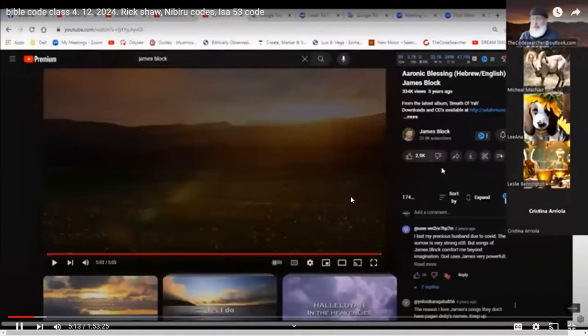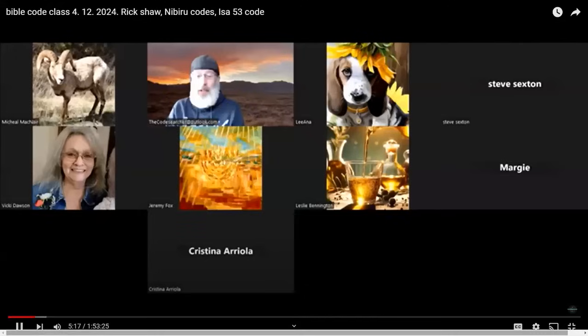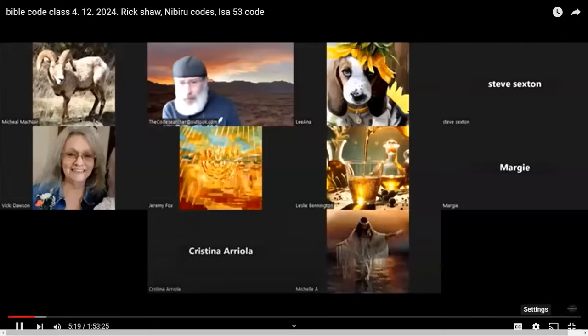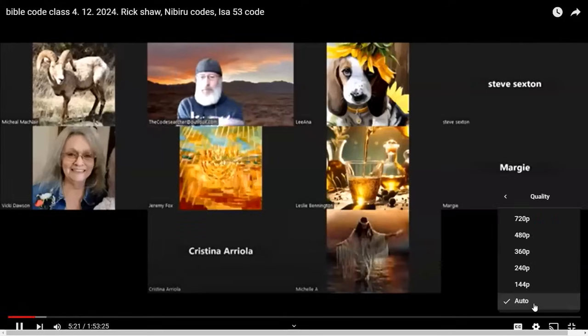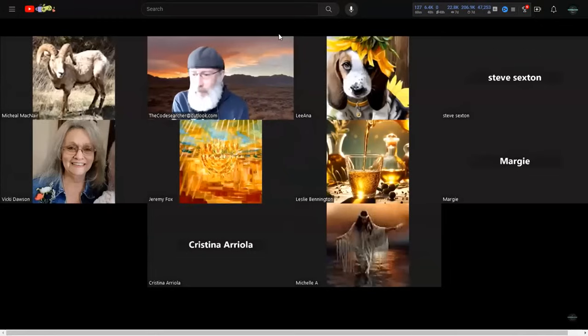Always got to remember to do that or to keep playing music in the background. Shalom and welcome everybody to today's class. There may be a couple more. I saw there was one or two having a hard time getting in. They might have a bad connection. Today is the 12th, and there's one right there.